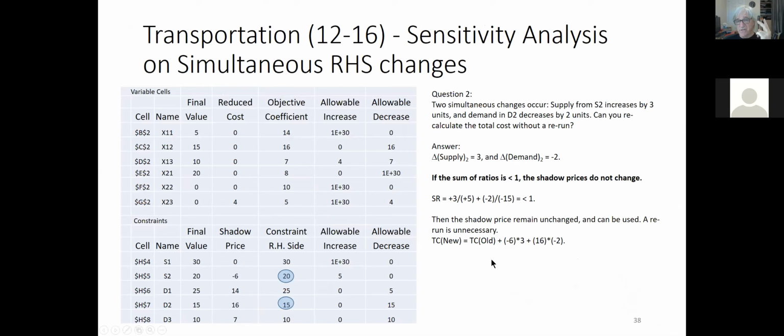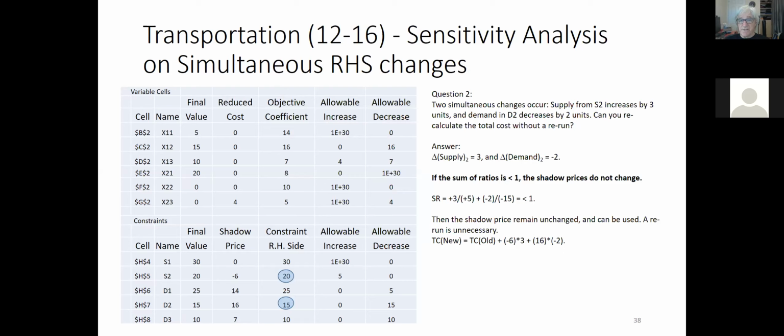Two constraints are changing at the same time. So the first supply change exists as before, but management realized that the demand number 2, which is here D2, is expected to drop. Let's say they realize that next week there is some holiday in New Orleans, and therefore the demand for the product is going to drop. And they estimate the drop will be 2. So now we have 2 changes.